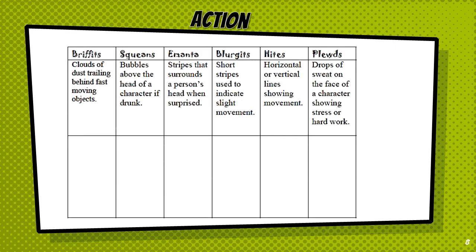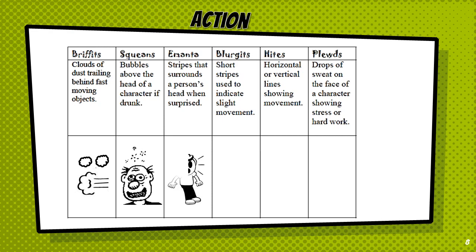These are 6 types of kinetic stripes that cartoonists usually use to indicate movement. Let's go through the first one. Briffets. Briffets are clouds of dust trailing behind a fast-moving object, and it looks something like this. Squeens are bubbles above the head of a character if the character is drunk. Imata are stripes that surround a person's head when they are surprised.